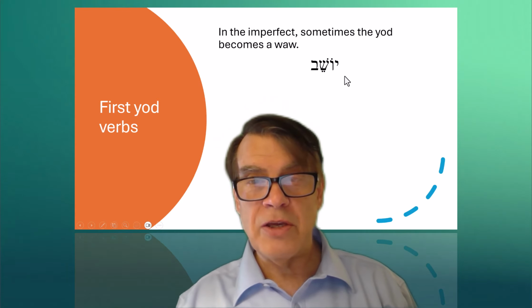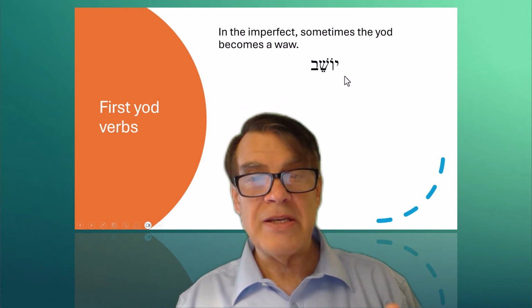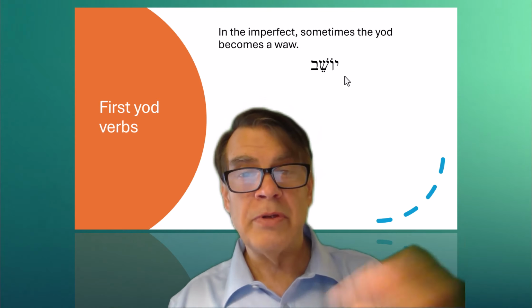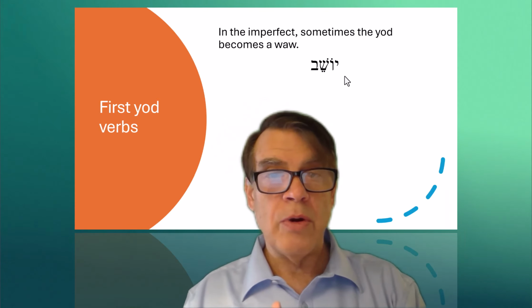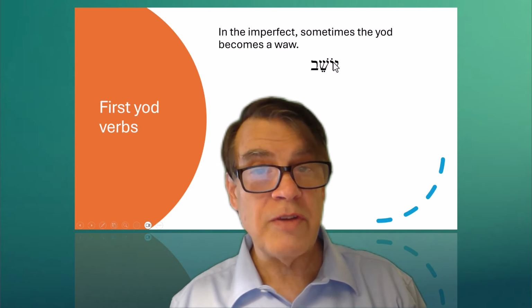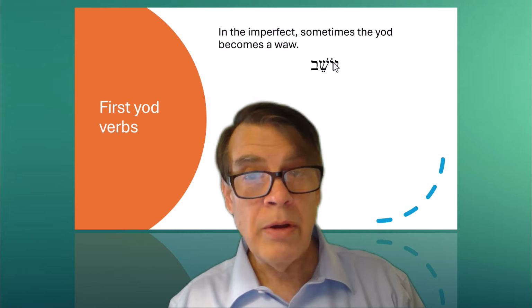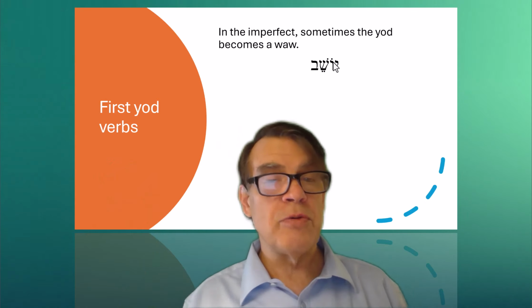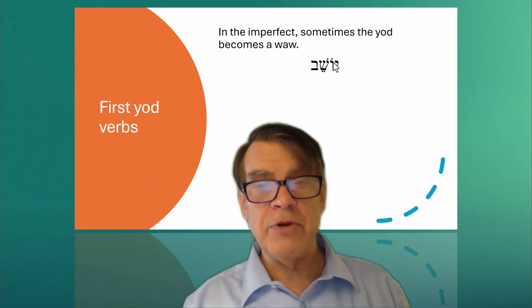So this yoshev here is the participle, dwelling or sitting. And you can see that the yod of yashav has become a wow. Wow, who knew that? So first, one of the weird things that first yod verbs do.